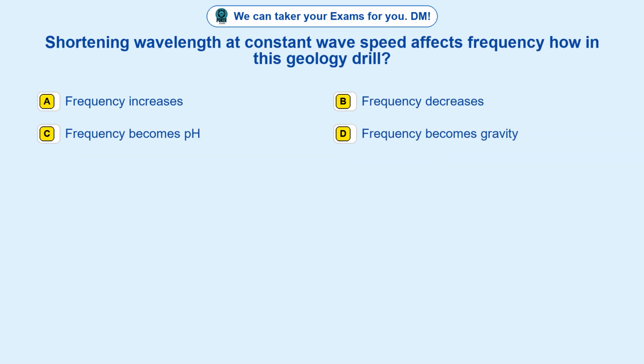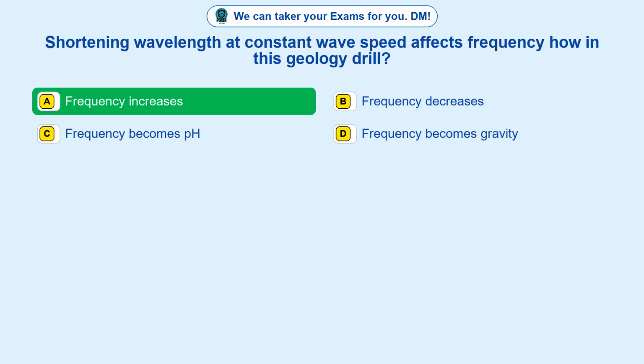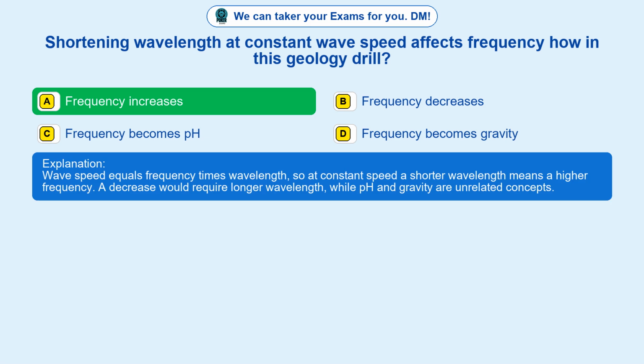Question 68. Shortening wavelength at constant wave speed affects frequency how in this geology drill? Option A, frequency increases. Option B, frequency decreases. Option C, frequency becomes pH. Option D, frequency becomes gravity. The correct answer is option A. Frequency increases. Wave speed equals frequency times wavelength, so at constant speed a shorter wavelength means a higher frequency. A decrease would require longer wavelength, while pH and gravity are unrelated concepts.